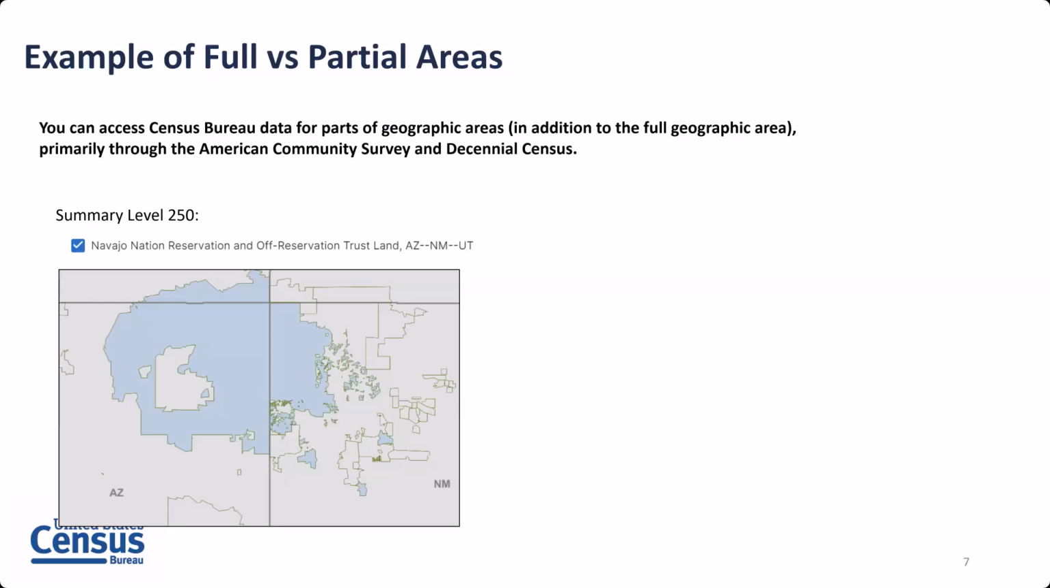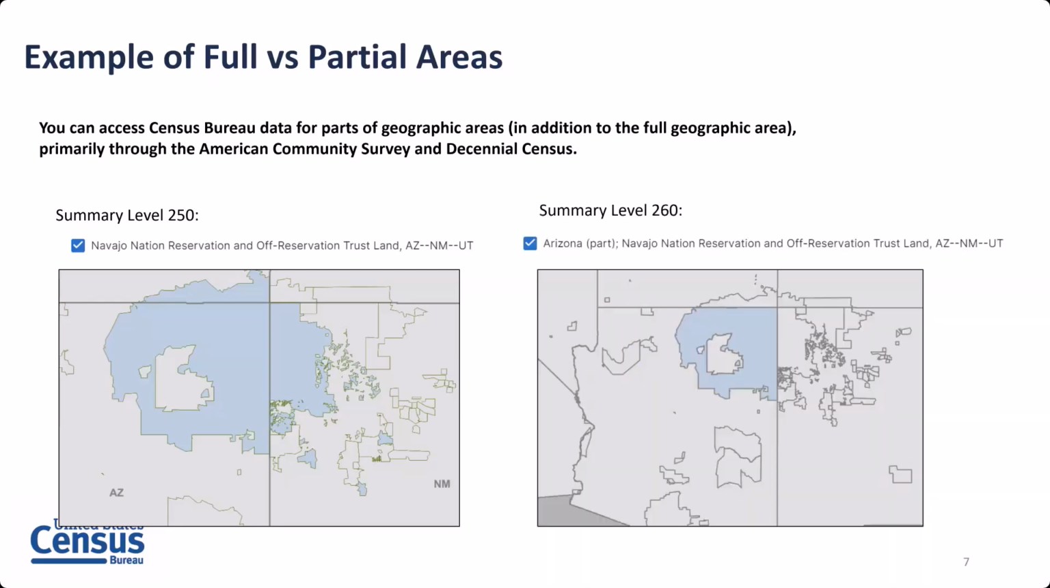You're noticing the shaded area is the entire Navajo Nation reservation. If I were to have an interest for my data analysis in a more granular view of this particular geographic area, I could narrow this down and access the data just for the portion of this American Indian area that falls within Arizona. So here you can see an alternative option for a geographic selection I could make through summary level 260. This gives me the Arizona portion of the Navajo Nation Reservation and Off-Reservation Trust Land. And we see this visually in the shaded area on the right-hand side of the map.